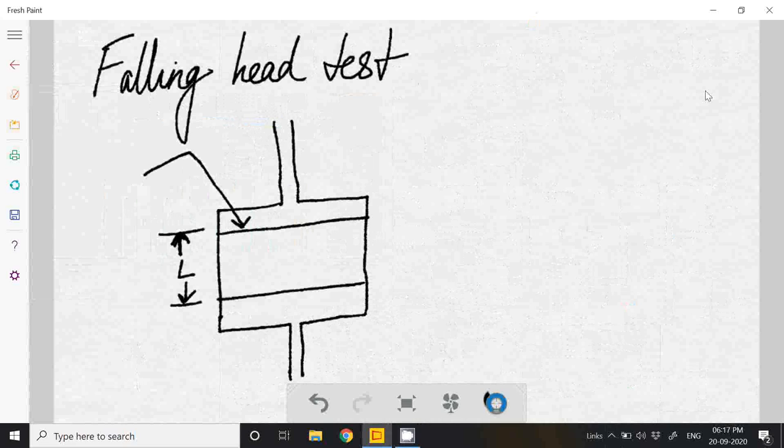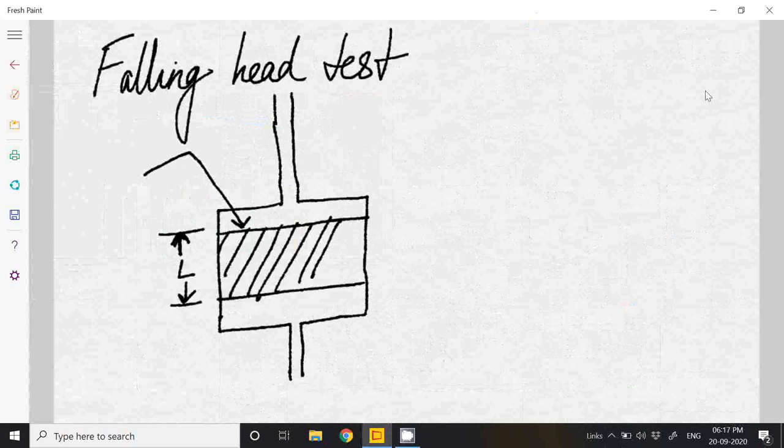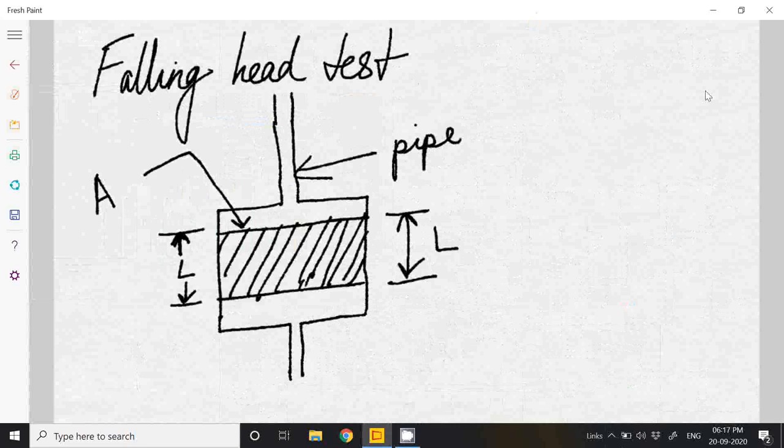Now in this falling head test, this is the way the water will enter the soil sample. This is the soil sample, and it will have a cross sectional area A. This one is the pipe, and the length of the sample is this one, L. This pipe will also have a cross sectional area, which will be taken as small a because it is small.